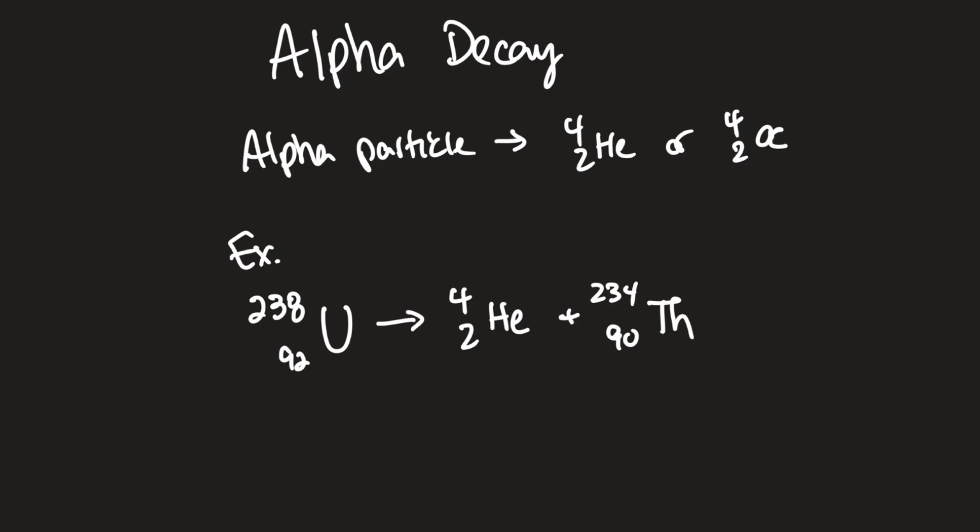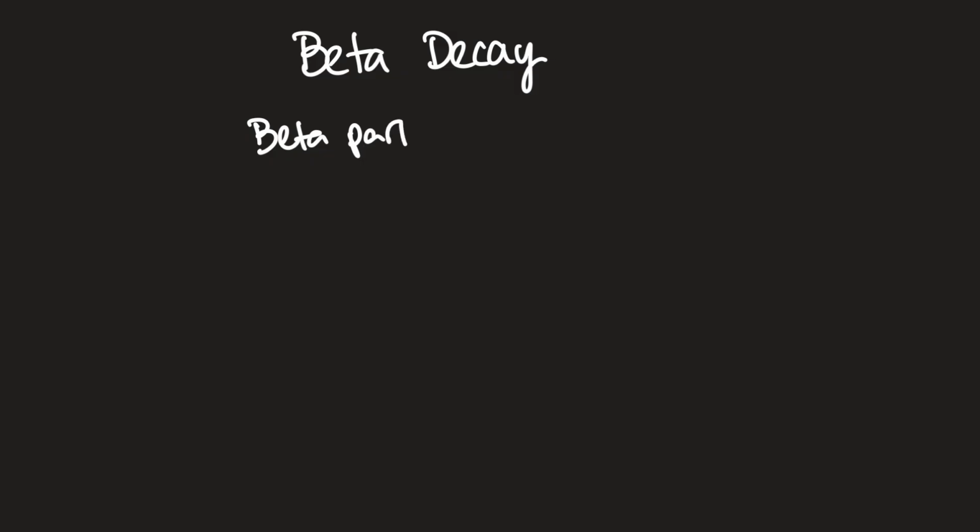All right. And so this is a nuclear equation showing the alpha decay of uranium in this case. So let's go ahead and move on to the next type of decay. The next type of decay is what we call a beta decay. Now, in a beta decay, you will have a beta particle that is emitted. Or we call it beta particle emission.